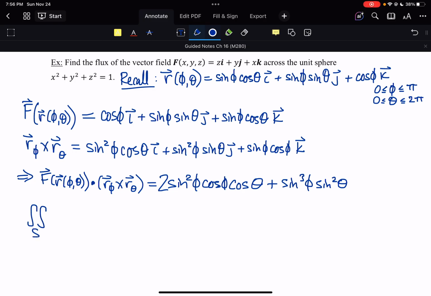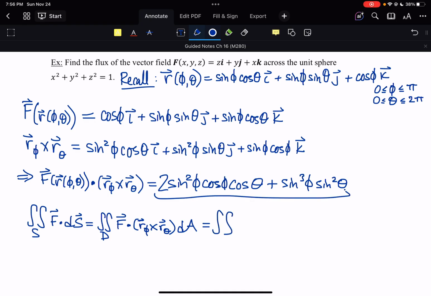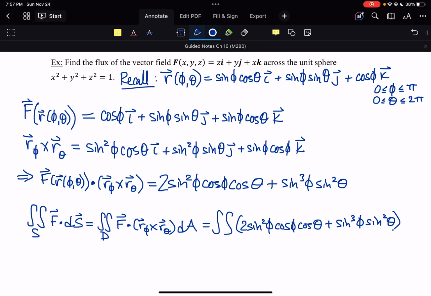So our surface integral over S of f dot dS, this is the double integral over D of f dotted with r phi cross r theta dA, equals the double integral of this, so 2 sine squared phi cosine theta plus sine cubed phi sine squared theta d phi d theta, with phi going 0 to pi, theta going 0 to 2 pi.